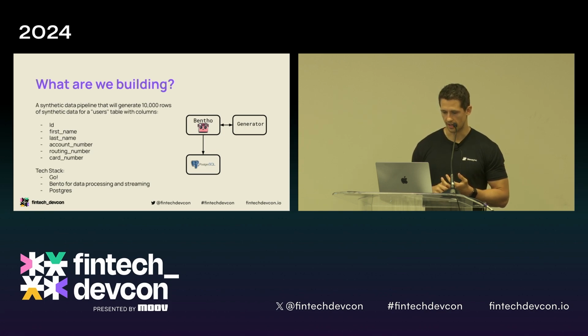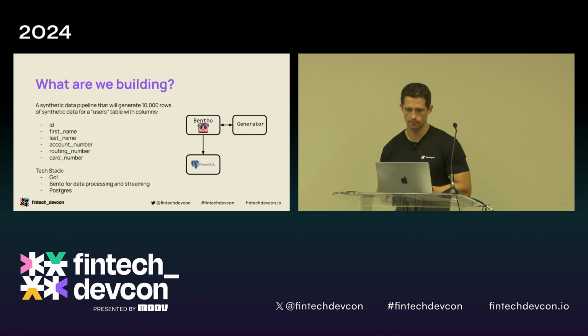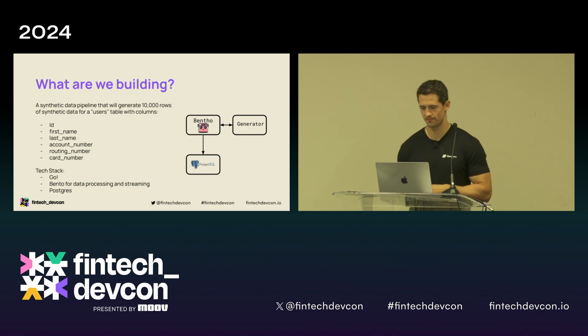And then for our tech stack, we're going to be using Go. So that's going to be a lot of fun, I think. We're going to use this product called Bento. It's an open source product for data processing and streaming. I'll talk a little bit more about Bento. And then we're going to use Postgres, which is everybody's favorite database.